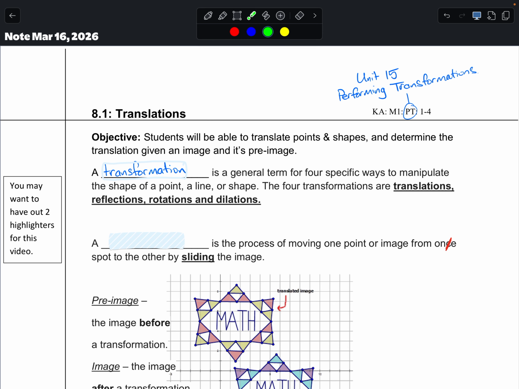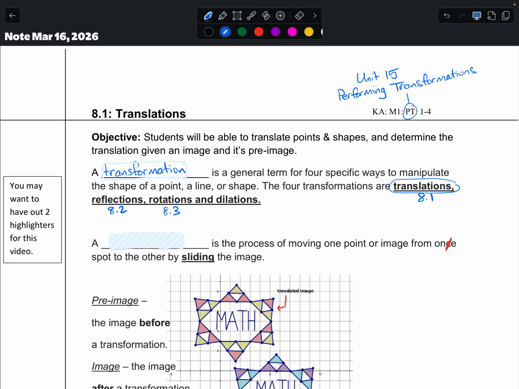Our first fill in the blank there is a transformation is a general term for 4 specific ways to manipulate the shape of a point, line, or shape. So, transformations can be broken down. We're going to learn 4 different transformations. Today, in 8.1, we're going to talk about translations. In 8.2, we'll talk about reflections. In 8.3, we'll talk about rotations.